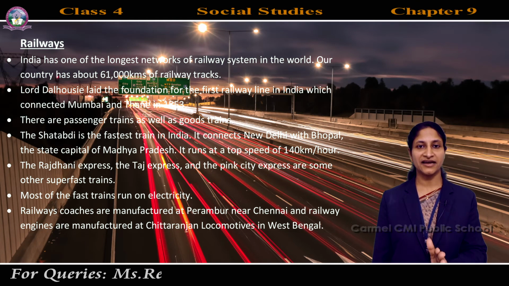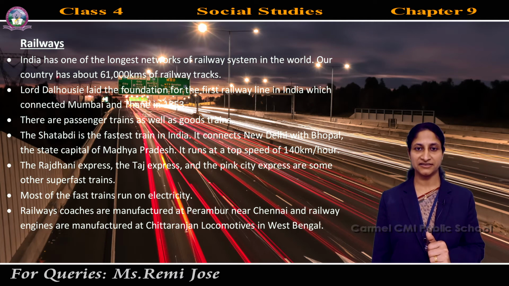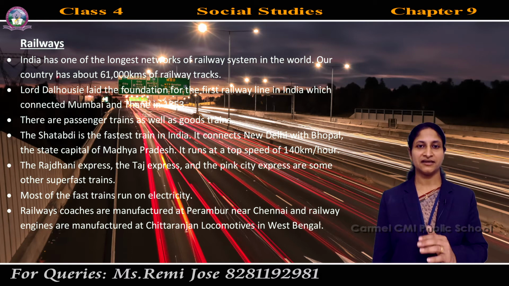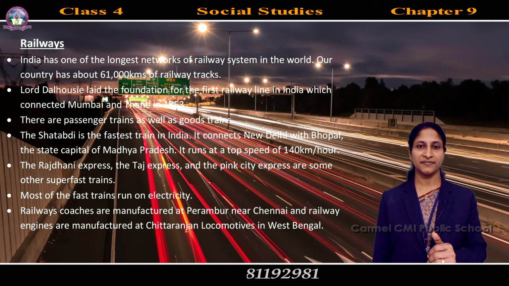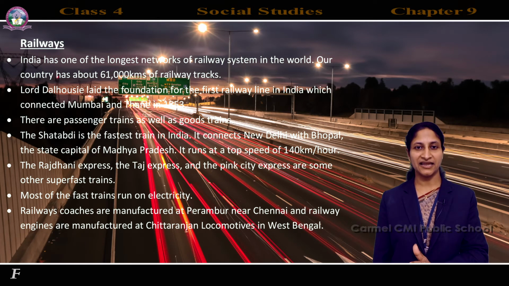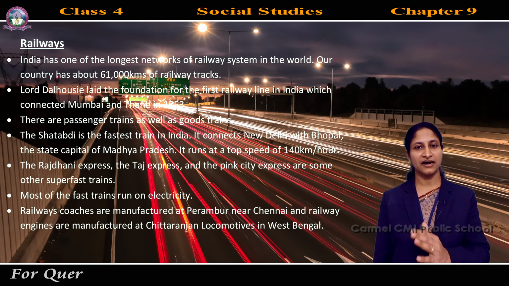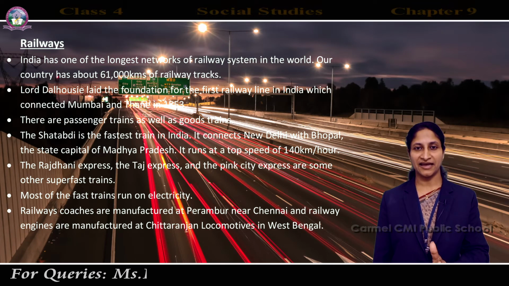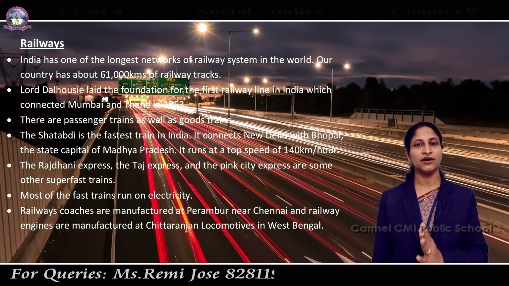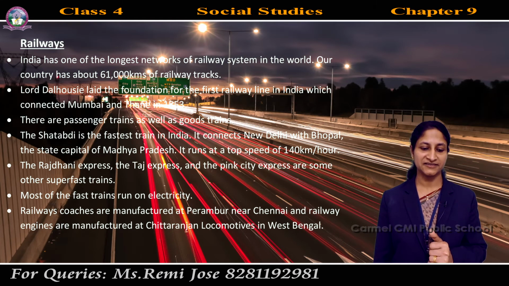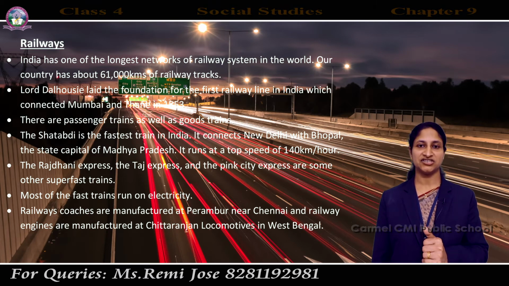In our country, India, there are two categories of trains. How many categories of trains? Two categories. They are goods trains and passenger trains. Goods trains carry goods from one place to another, and passenger trains carry people from one place to another. Travel by train is cheaper.